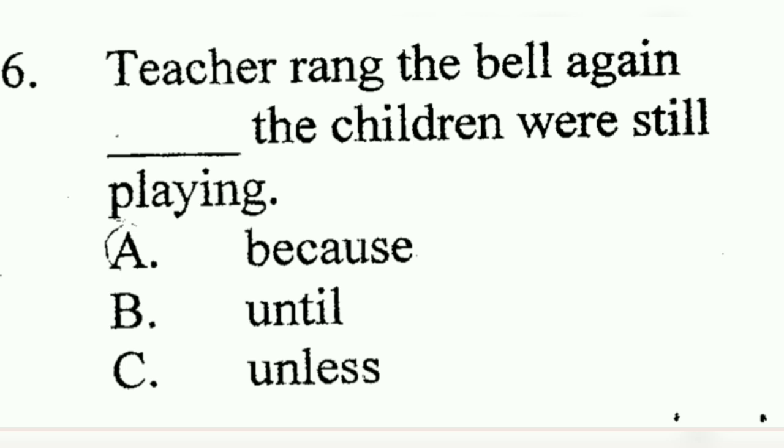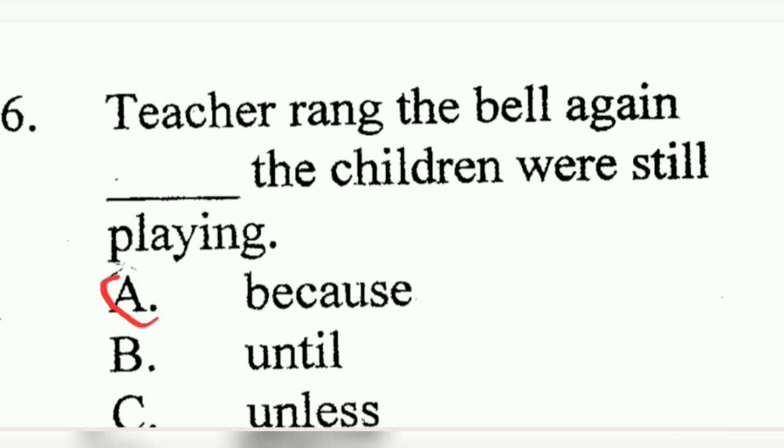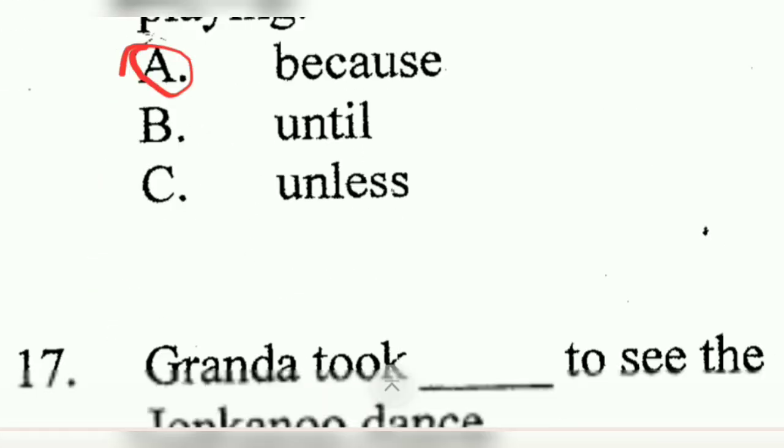So A says the teacher rang the bell again because the children were still playing. B says the teacher rang the bell again until the children were still playing. C says the teacher rang the bell again unless the children were still playing. Which one is correct? Girls, give me the answer. Of course, it's because. So the teacher rang the bell because the children were still playing.